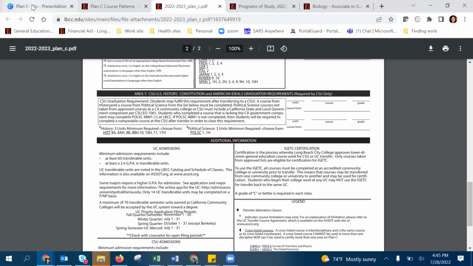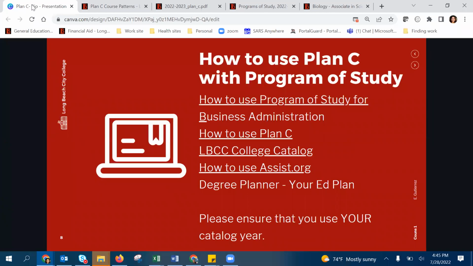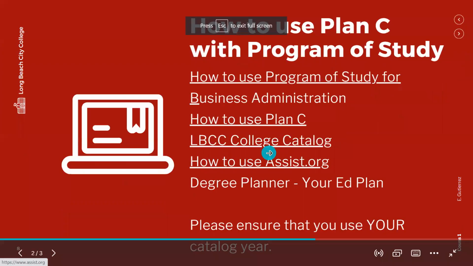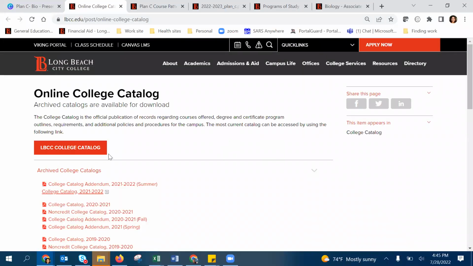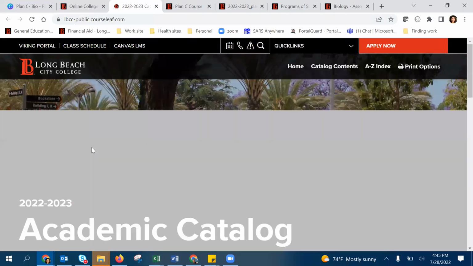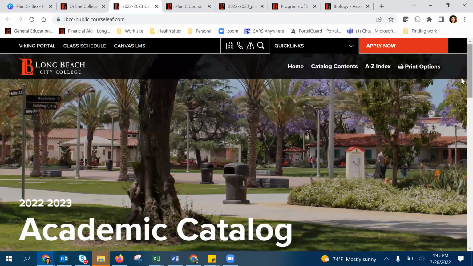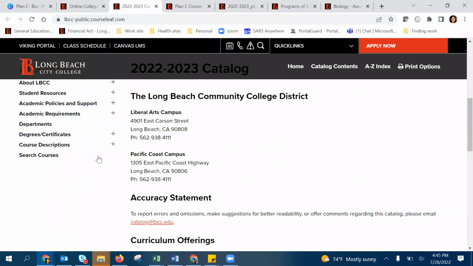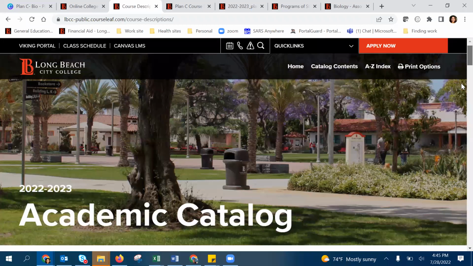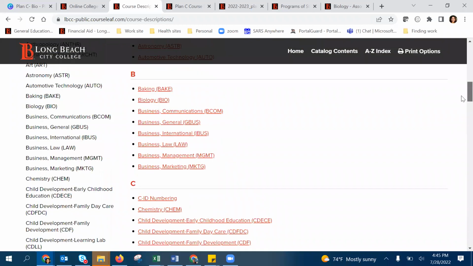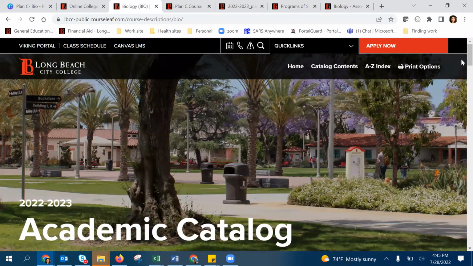Now that we have looked up these programs of study and Plan C, how do we determine which classes we want to take? You can look up a specific class in the college catalog. For this example, we're going to use the catalog year 22-23, which is online. We can go into course descriptions, and we're going to go into biology to look at the course descriptions of Bio 1A and Bio 1B.